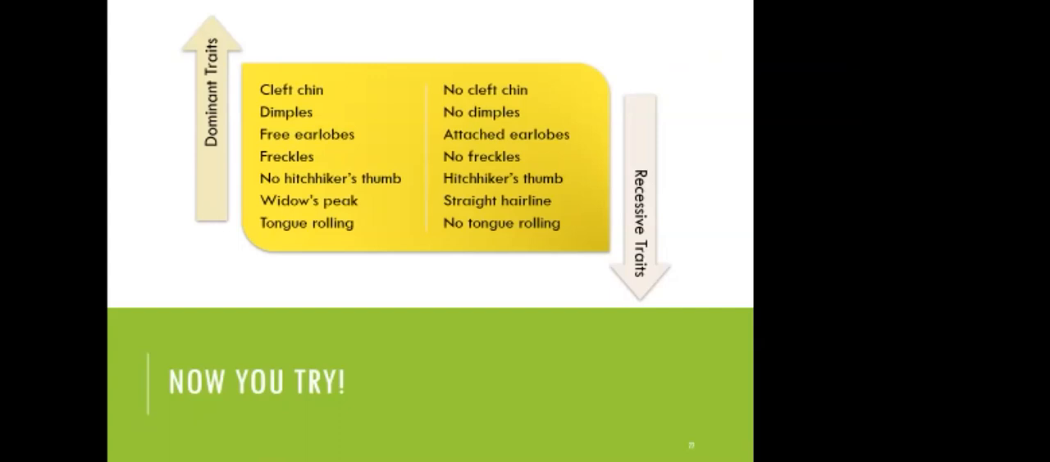So if you're going to do one with freckles, you could have a big F representing having freckles, little f representing no freckles, or a big H and a little h for hitchhiker's thumb. You can use whatever letter that you want to. There's no rule about that. You can have a Q if you like.